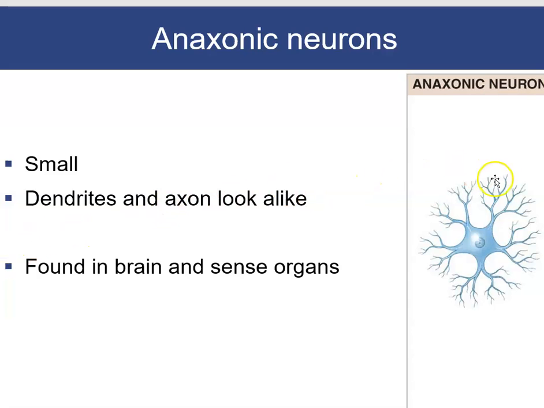The majority of these will be dendrites, but one of them must be an axon. The way you tell is the direction of information. If the direction is coming toward the cell body, it is a dendrite. The one where the information is going away from the cell body will be the axon. These type of neurons are found in the brain and in our sense organs.